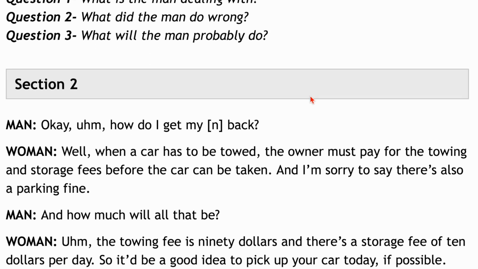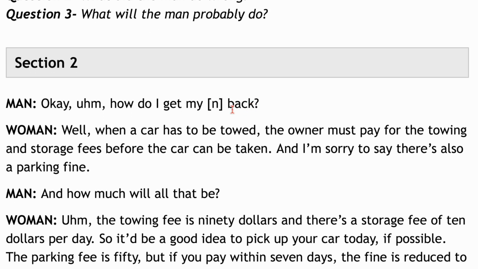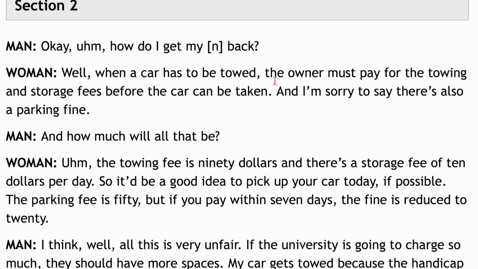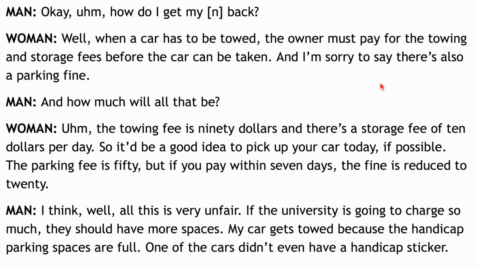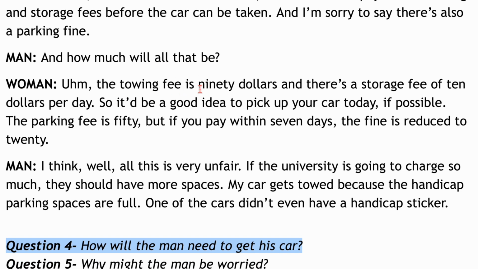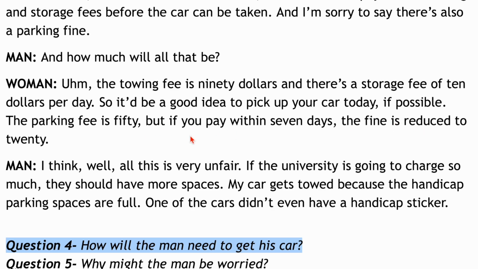Okay, how do I get my car back? Well, when a car has to be towed, the owner must pay for the towing and storage fees before the car can be taken. And I'm sorry to say there's also a parking fine. And how much will all that be? The towing fine is $90 and there's a storage fee of $10 per day, so it'd be a good idea to pick up your car today if possible. The parking fee is $50, but if you pay within 7 days, the fine is reduced to $20.